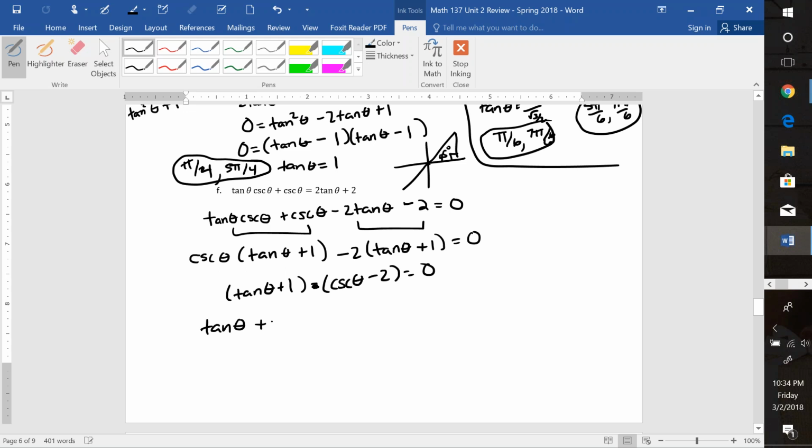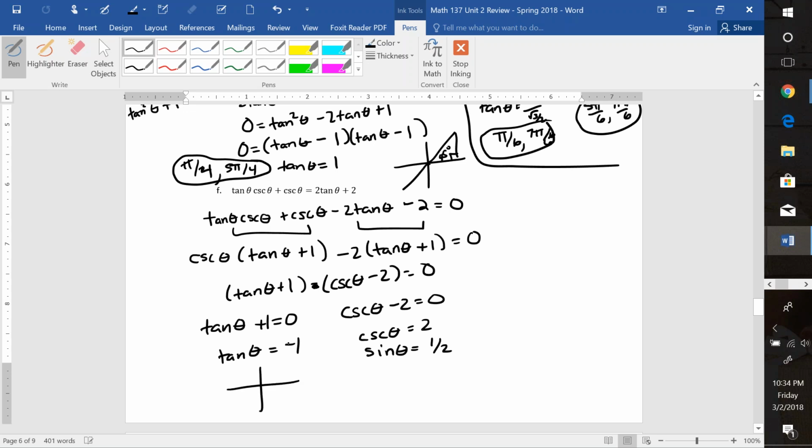So tan theta plus 1 equals 0, and cosecant theta minus 2 equals 0. This would be tan theta equals -1. This is cosecant theta equals 2. We would change that to sine and flip the fraction. So that's going to be sine equals 1/2.